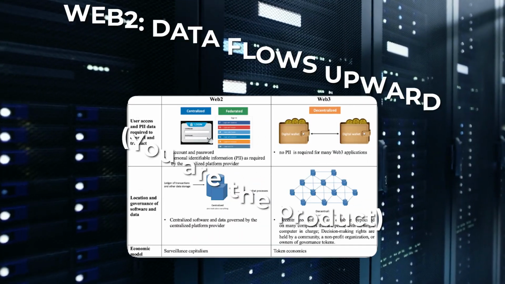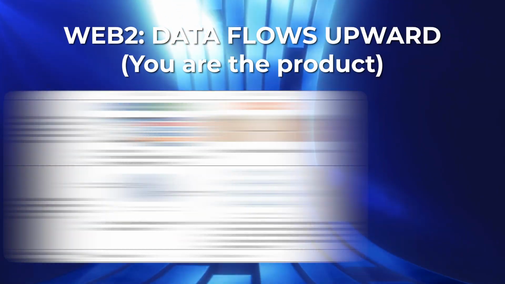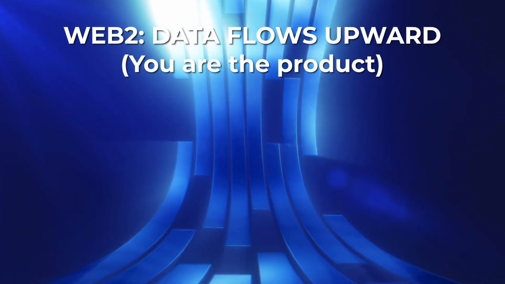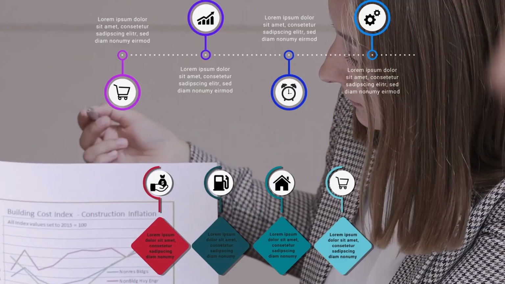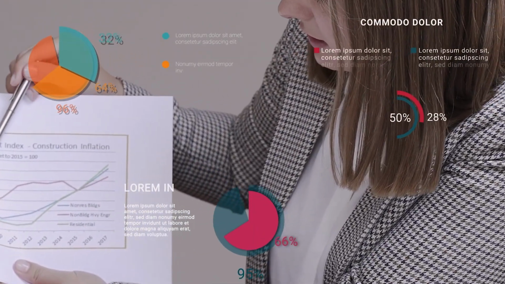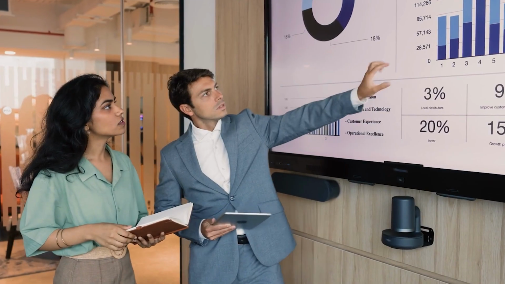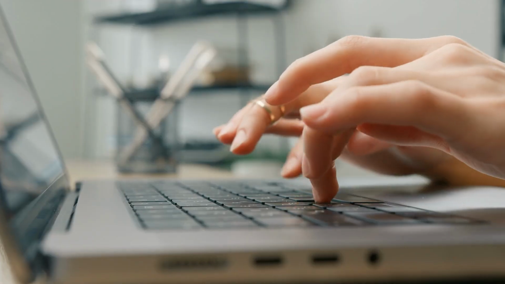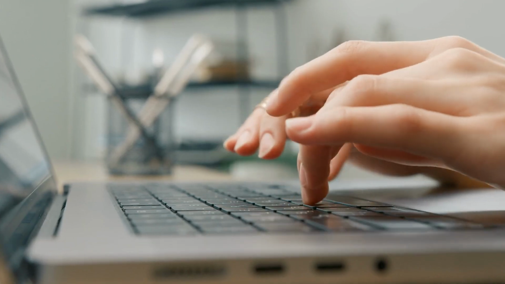Data, who owns it and what that means. In Web 2, data flows upward into corporate silos. When you use a free product, the product is built on your data. Search history, browsing behavior, purchase patterns, social connections. All of it is collected, stored, and monetized by platforms. Users generate the value, and platforms capture it.